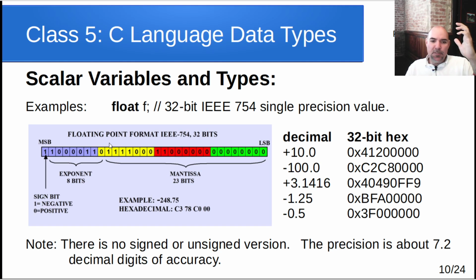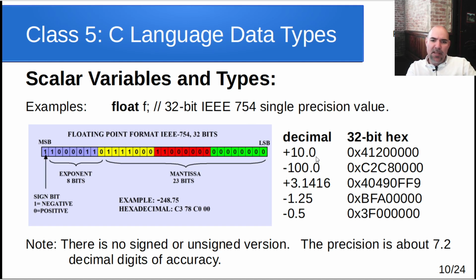We don't want to worry too much about the details of this right now. But a couple things to notice: there is no signed or unsigned version, and there is no long or short version of a float. It's just a float. That's governed by this different standard, IEEE 754, which is the document that describes how to store floating point values in computer systems. But I did put a couple examples over here.